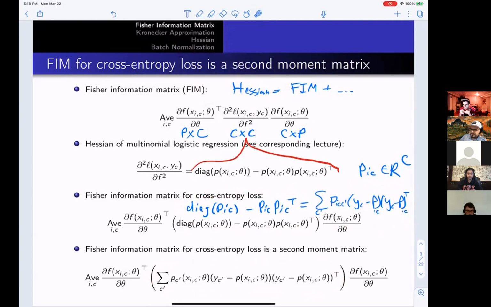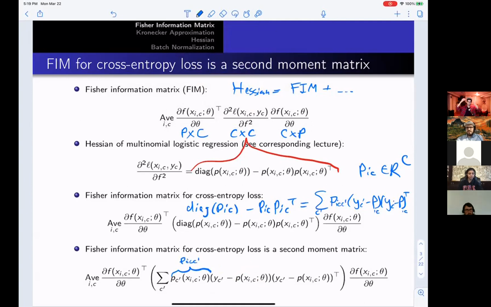I have horrible handwriting, which is why I try to print whatever is possible using LaTeX. So here you can see it written using proper fonts. And so it's just the sum over P_{c'}, then Y_{c'} minus P. Oh, here it should have been Y_{c'}. Sorry for the mistake. Y_{c'} minus the probabilities times Y_{c'} minus the probabilities transpose. Does anyone have any questions about this expression? So this expression is P_{i,c,c'}.